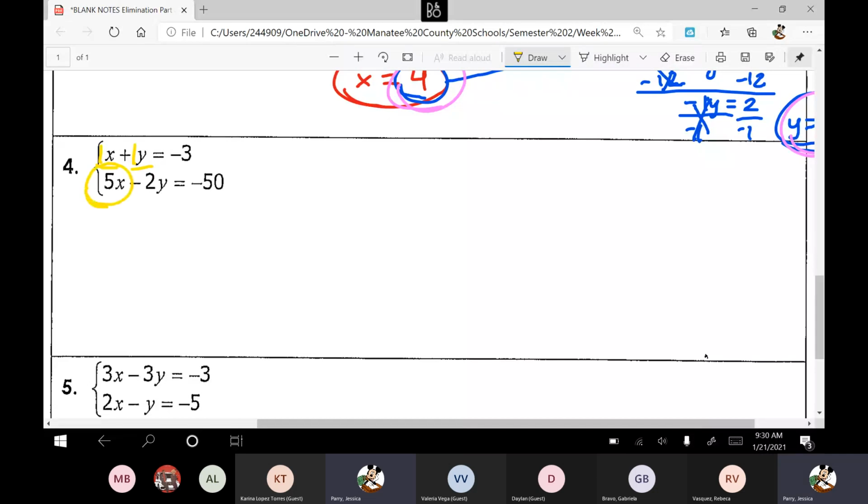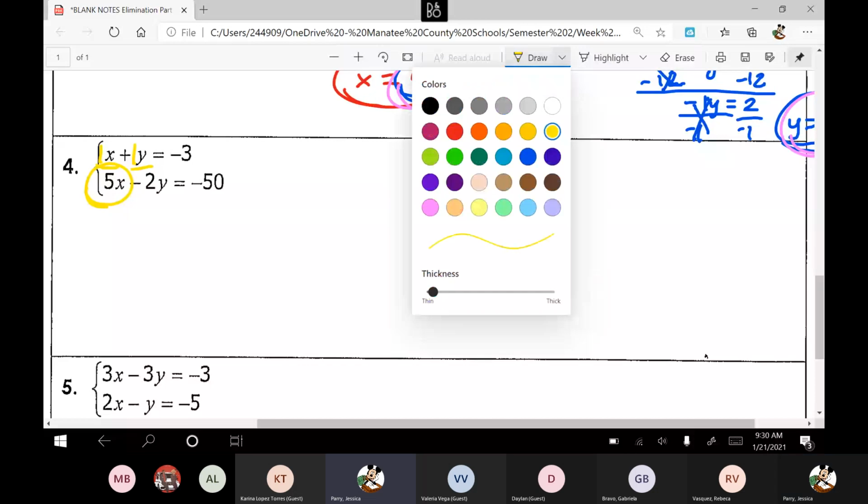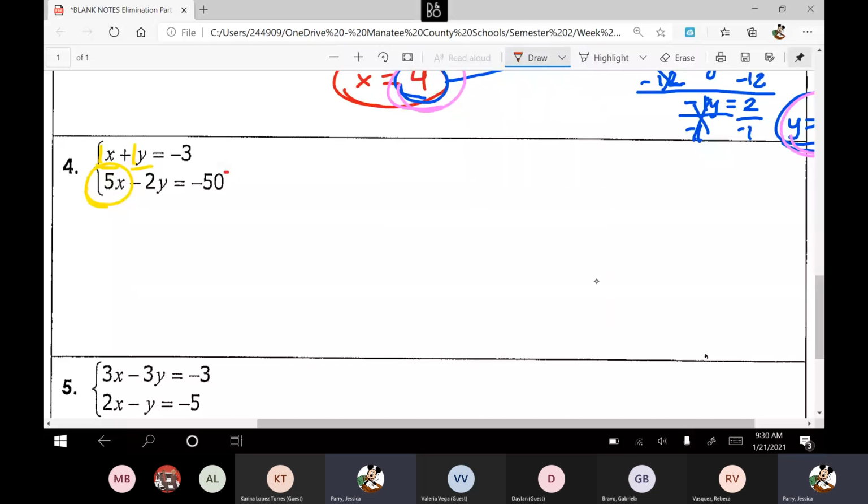In order to do that, we need to figure out what is the opposite of positive 5x. Or sorry, the opposite of positive 5, no x. The opposite of positive 5 is negative 5. So let's distribute this negative 5 to the entire equation.